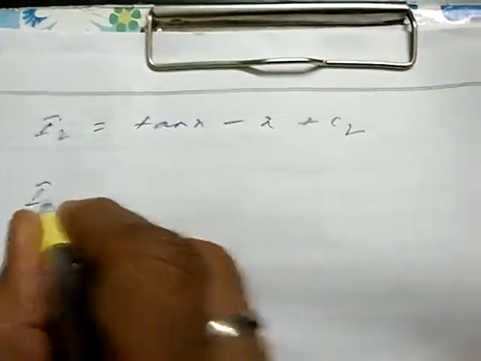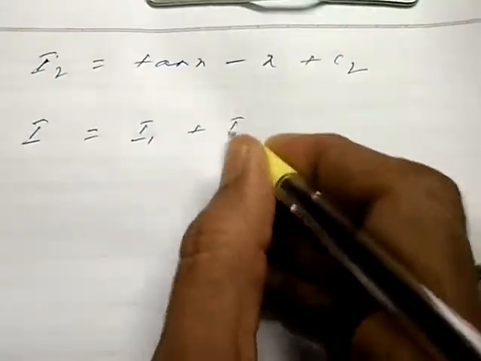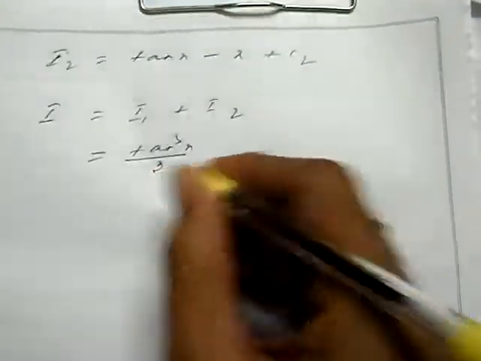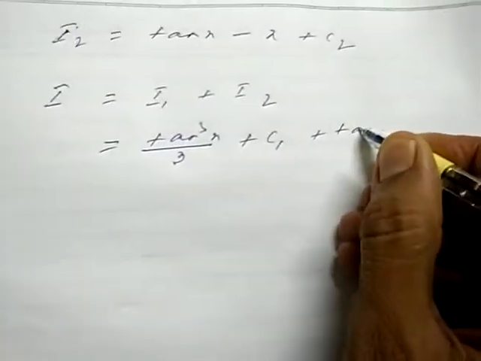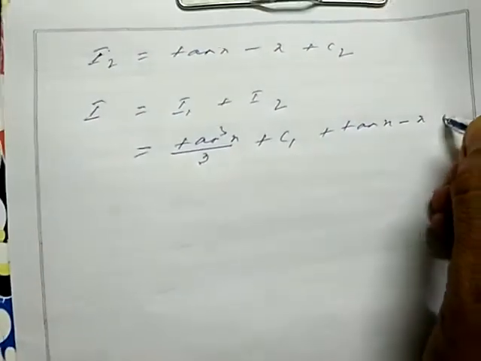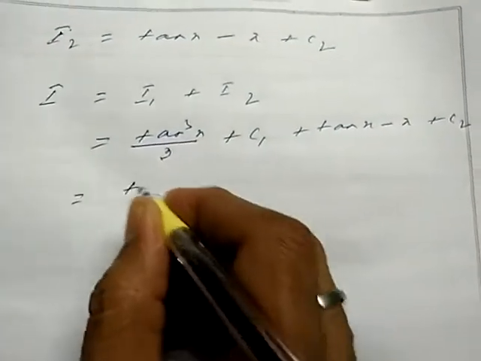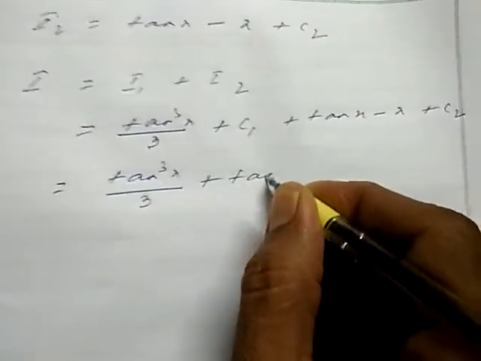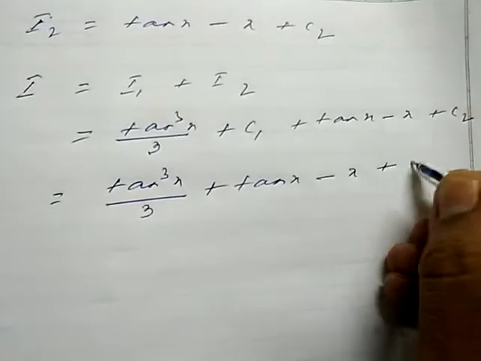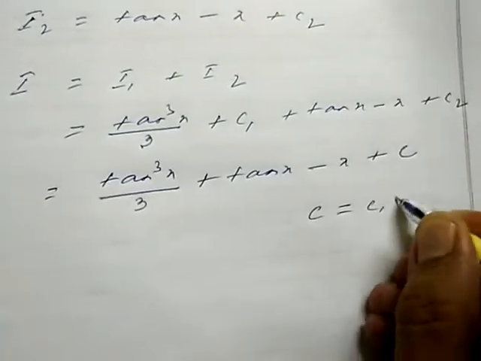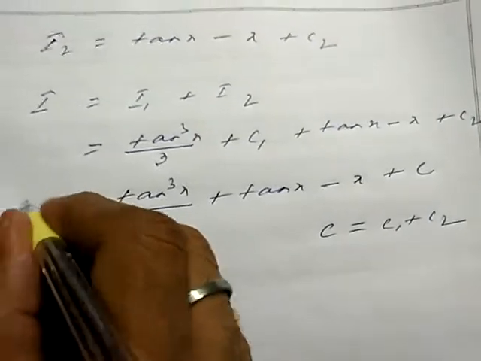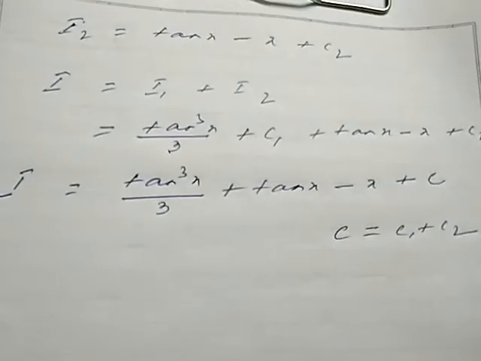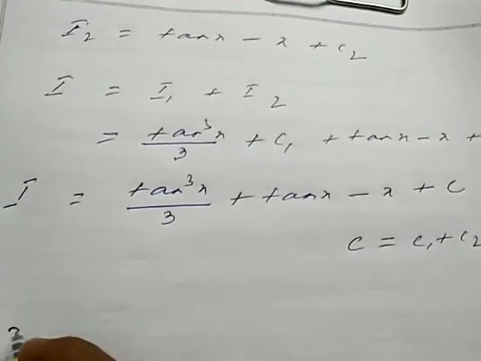And then we'll club I1 plus I2, and this is tan cube x by 3 plus c1 plus tan x minus x plus c2, and finally we can write tan cube x by 3 plus tan x minus x plus capital C, where capital C is c1 plus c2. You can write it like that. So this is the way we can go with the substitution and with the modification, and we'll have the trigonometric part there. I'm taking another example for today.